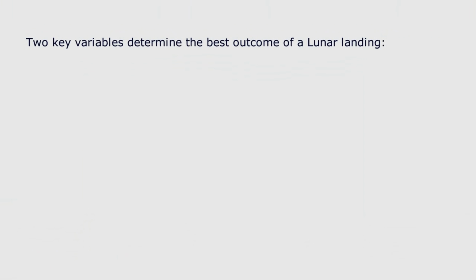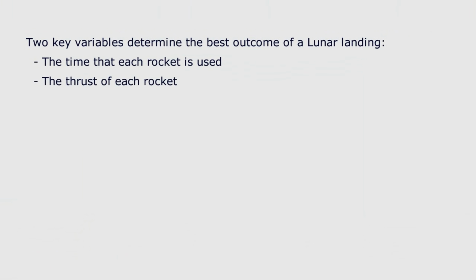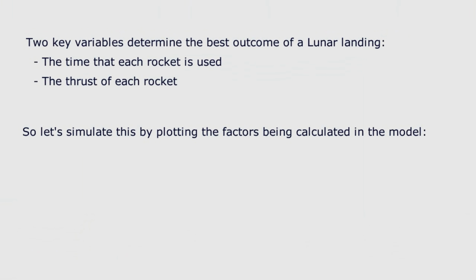So the two key variables that determine the best outcome of a lunar landing are the time that each rocket is used and the thrust of each rocket. So we're going to encapsulate that all in a SysML model and show you how to do that. So let's simulate this by plotting the factors that are being calculated in the model.